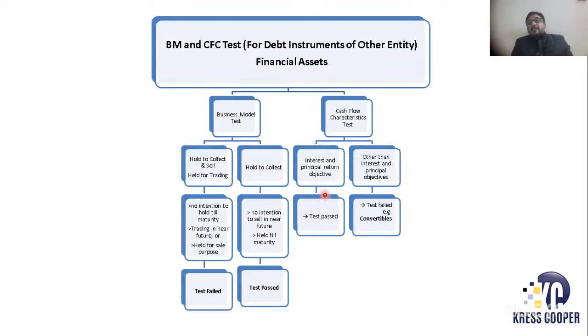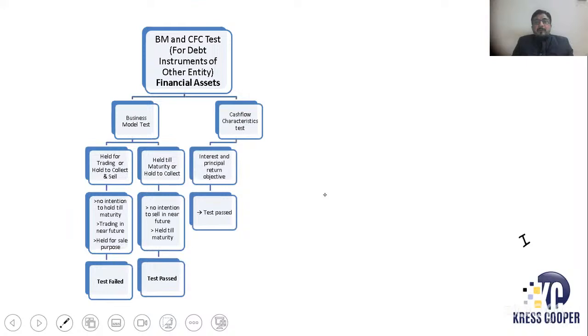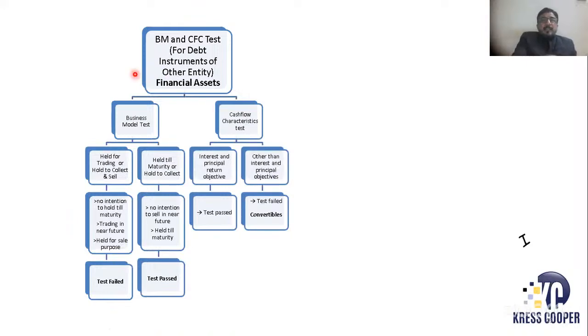Suppose there is a hybrid instrument in which you would be receiving dividend if it is converted into equity, or it's a participatory security. So the test is failed. We have in fact discussed this in the previous slide, that's why I'm skipping it. This is what we discussed in the previous slide.